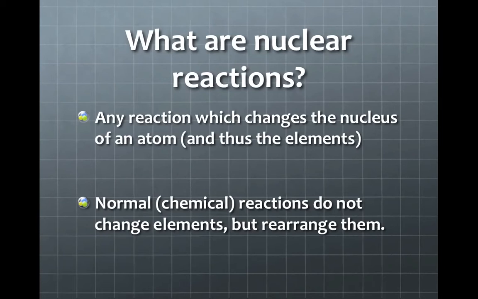In normal chemical reactions, remember, we don't change elements, we just rearrange them. If you react water and iron, all they do is rearrange atoms. You don't change hydrogen and oxygen into something completely different like zinc. That doesn't happen. So nuclear reactions are any reactions in which an element in the nucleus changes.